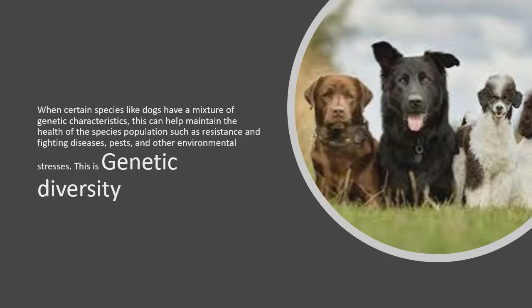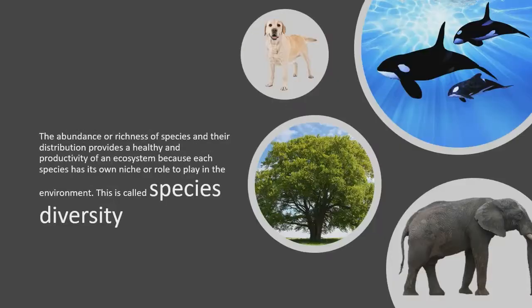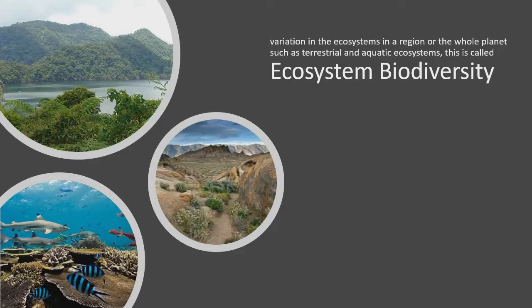This is genetic diversity. The abundance or richness of species and their distribution provides for the health and productivity of an ecosystem, because each species has its own niche or role to play in the environment. This is called species diversity. Variation in the ecosystems in a region or the whole planet, such as terrestrial and aquatic ecosystems, is called ecosystem biodiversity.